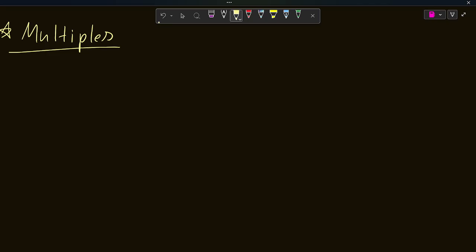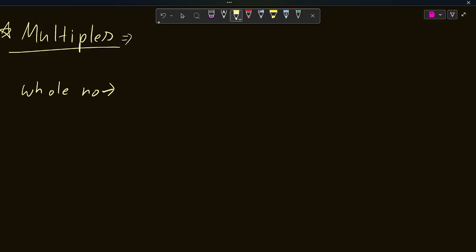So multiples of any number is the product of that number and any whole number. Okay, so before discussing the definition of multiples, I think we should have a look at whole numbers. Okay, what are whole numbers?